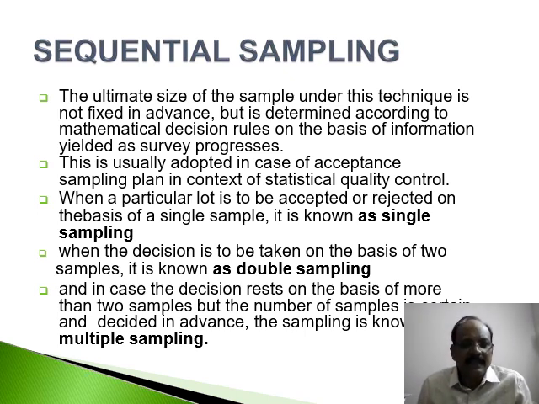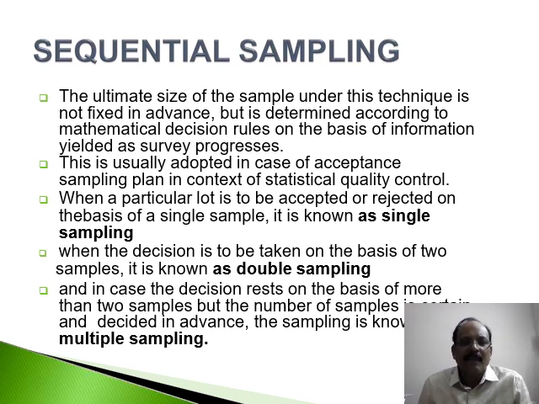And the next one is sequential sampling. The size of the sample under this technique is not fixed in advance, but it is determined according to a mathematical decision rule on the basis of information yielded as the survey progresses. This is usually adopted in the case of acceptance sampling plans in the context of statistical quality control. There is another good topic in that.